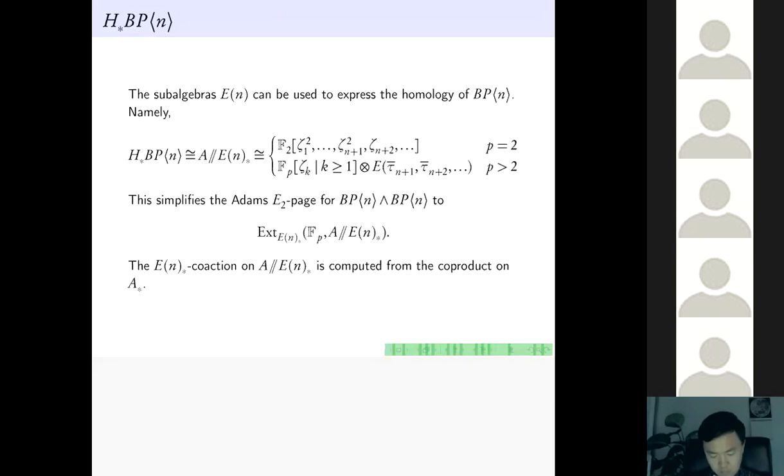Okay, and now I should mention so A mod mod En dual is naturally a subalgebra of the dual Steenrod algebra. And so as a comodule over the dual Steenrod algebra, you just get its coaction by restricting the coproduct on the dual Steenrod algebra.